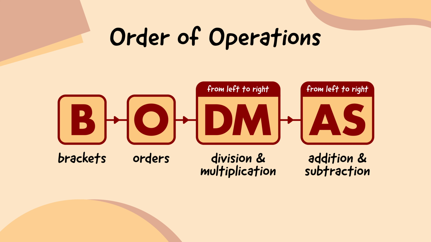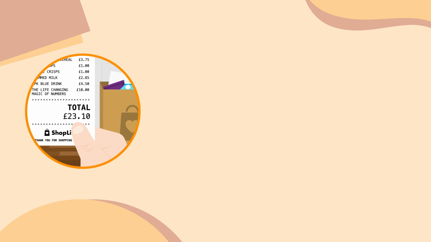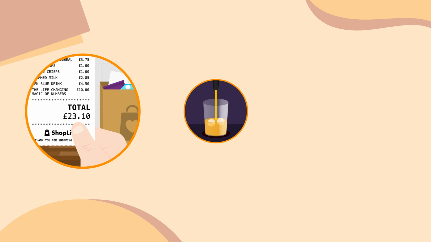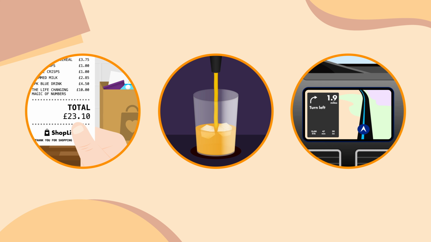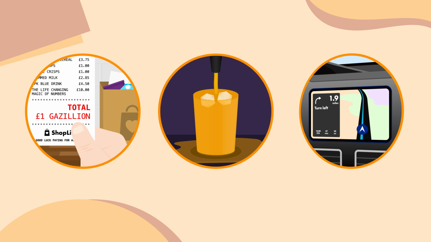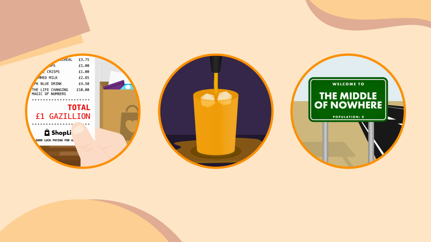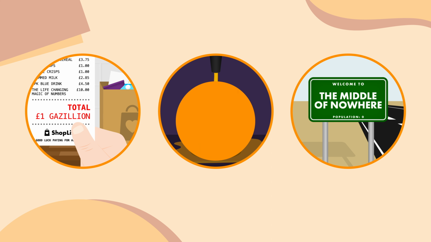BODMAS is used in maths calculations for so many different things, from supermarket checkouts that need to know how much your shopping costs, to drinks machines in restaurants that need to know when a glass is full, and even transport navigation to make sure you end up at the right destination. If there wasn't a strict order of operations like BODMAS, you'd get charged the wrong amount at the supermarket, your drink would overflow at a restaurant, and you'd end up being directed to the middle of nowhere. Oh wow, BODMAS really is important then.